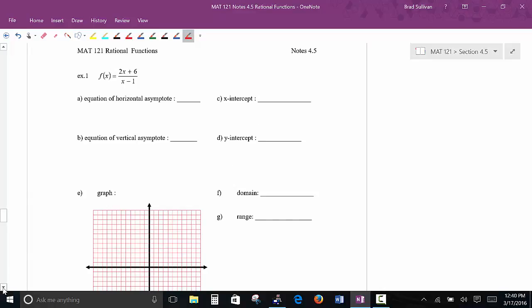Also, this kind of thing, guaranteed test question, absolute guaranteed, just like this. I give a rational function, you give the parts, you do the graph without a calculator. You don't need a calculator. Calculators are good checking tools.